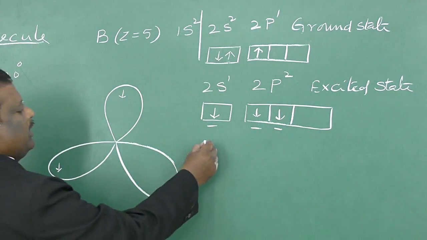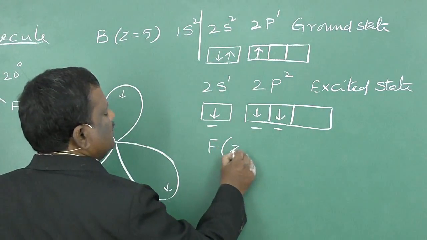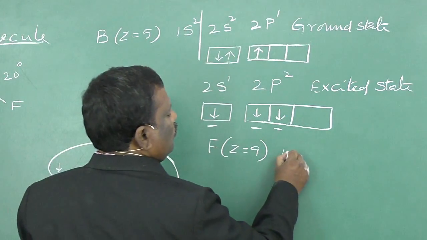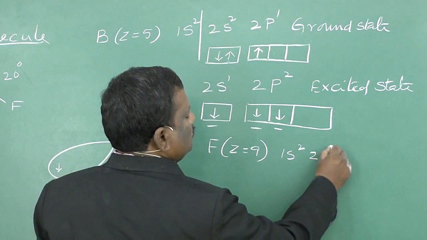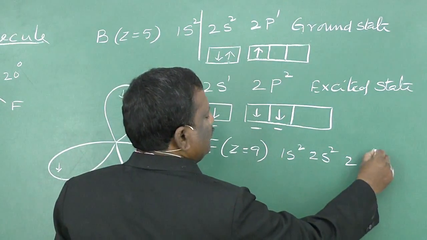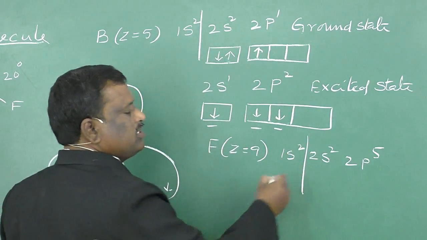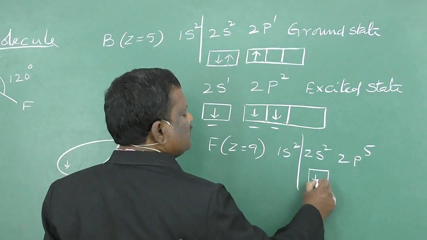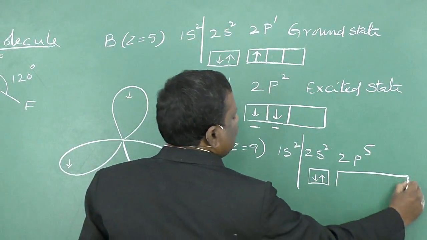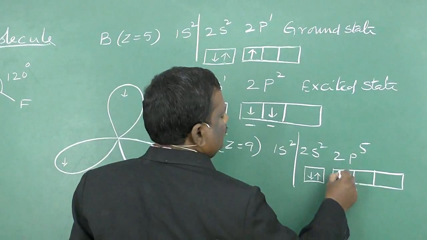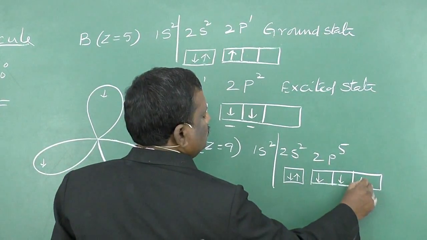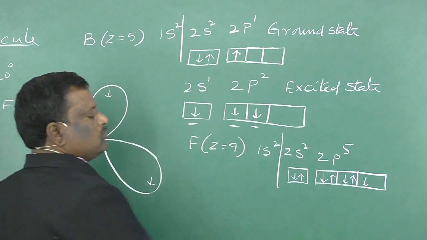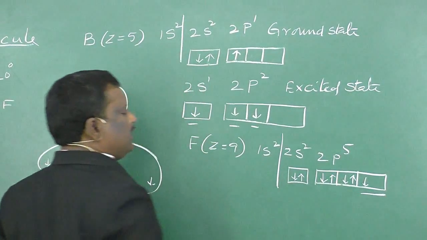Now fluorine, atomic number Z is equal to 9. Electronic configuration is 1s2, 2s2, 2p5. This is the valency shell of fluorine. So in the valency shell of fluorine, you have 2 electrons in 2s orbital and 5 electrons in 2p orbital. 1, 2, 3, 4 and 5. That means one half-filled p orbital is present in fluorine.